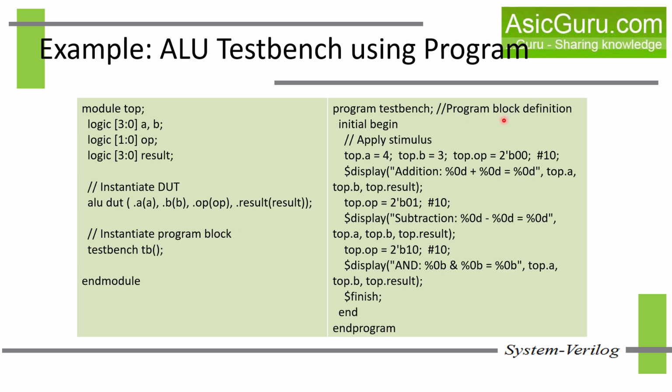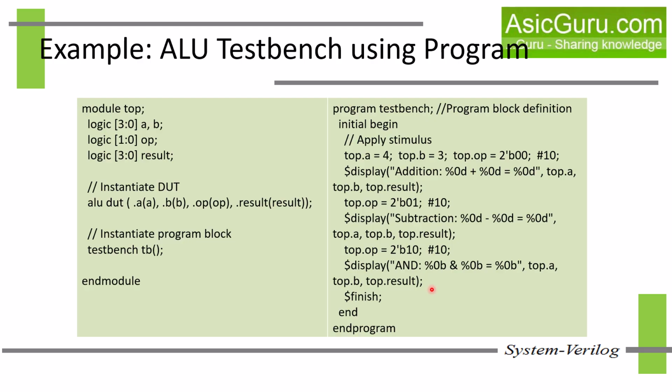On the right hand side, we are defining the program block. Inside the initial block of the program, we are applying stimulus. So we are applying values to the operands A and B and to the OP code. OP code 00 means addition, OP code 01 means subtraction, and OP code 10 means multiplication. Each of these operations is happening after a delay of 10 time units.